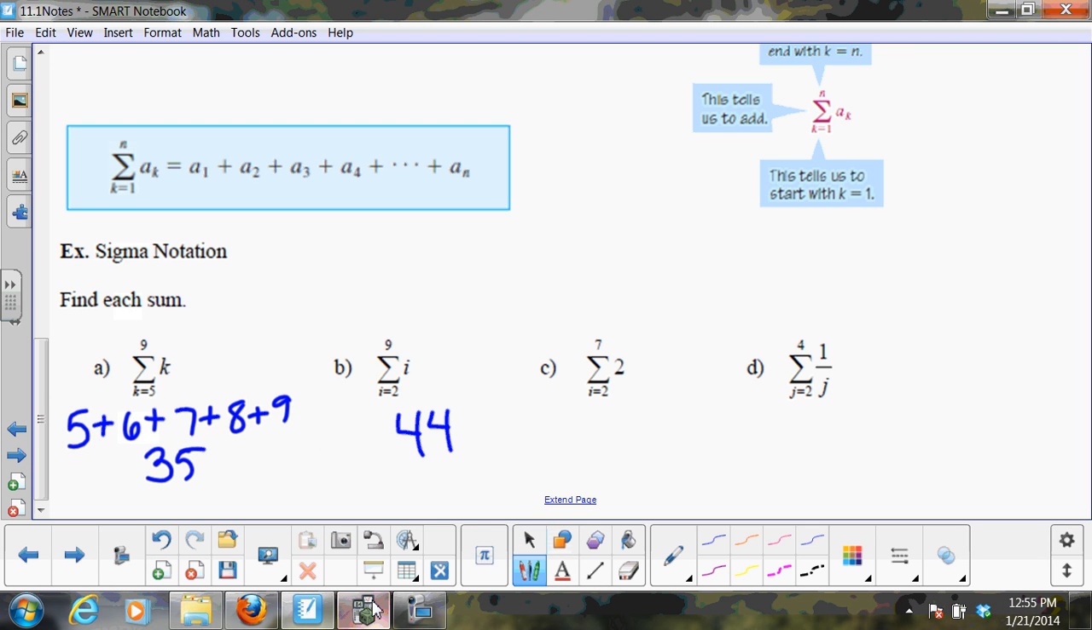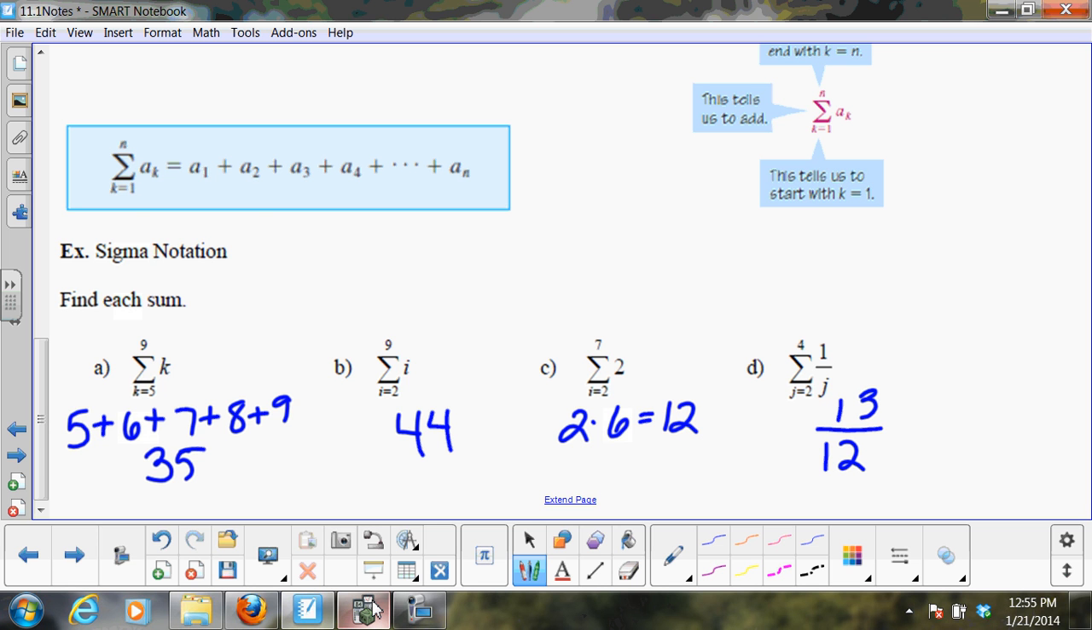This one is just, sorry about that. 2 to 7 is 6 spots, so you're doing 6 2s, which is 12. And this last one ends up being 13 over 12.